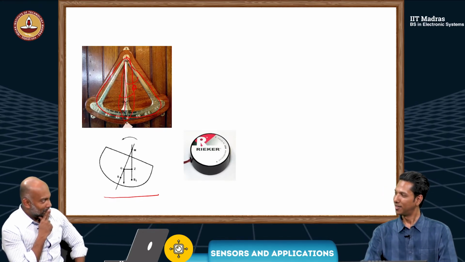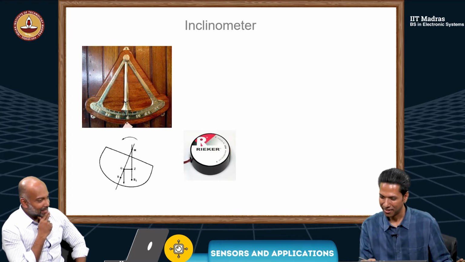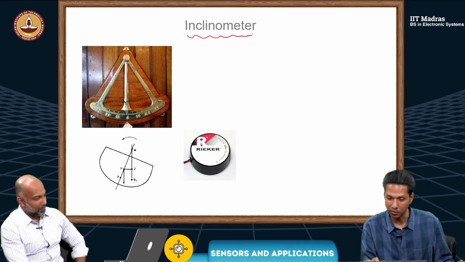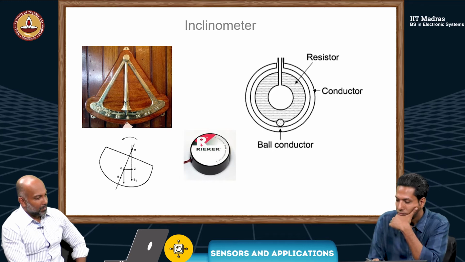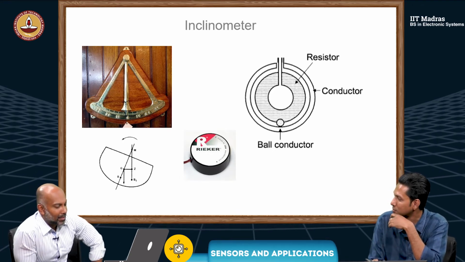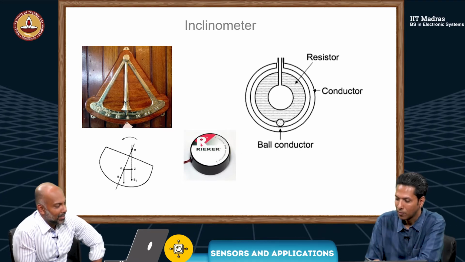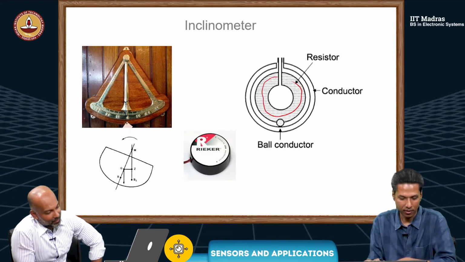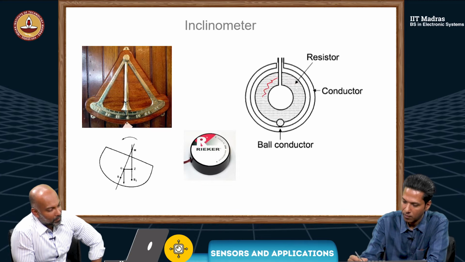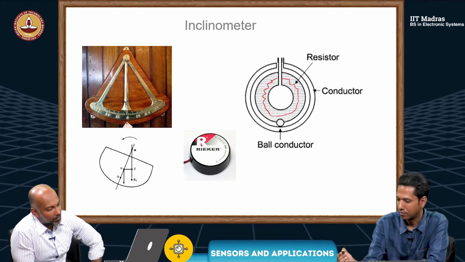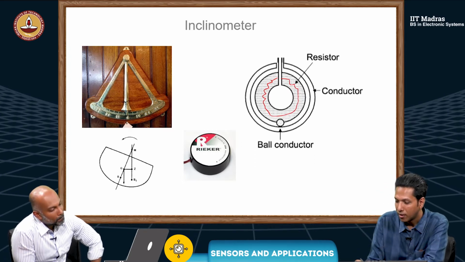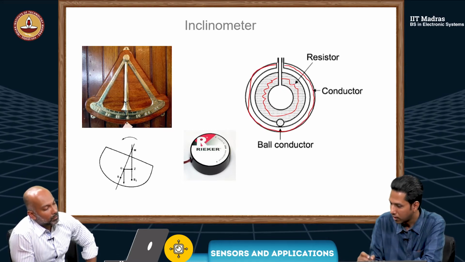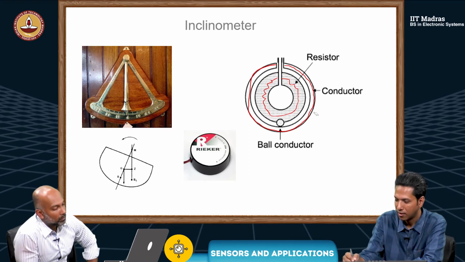Maybe I have a drawing. Of course, its name is inclinometer. You are measuring the inclination with respect to the gravity vector. Oh, it's a slightly modified version of yesterday's diagram. I can see what you're getting at. So this is a resistive element. This drawing is not proper, but it's a resistive element. And then there is another conductive shape that is kept surrounding it.